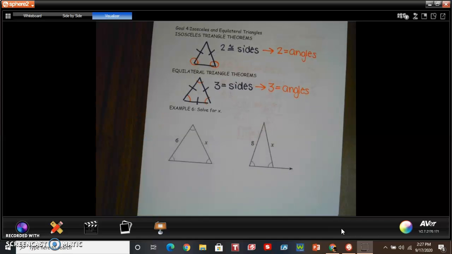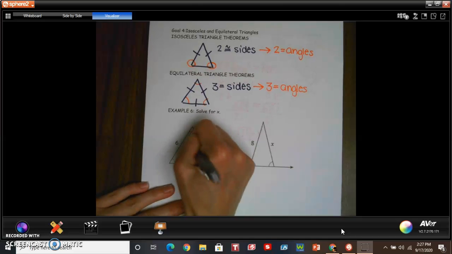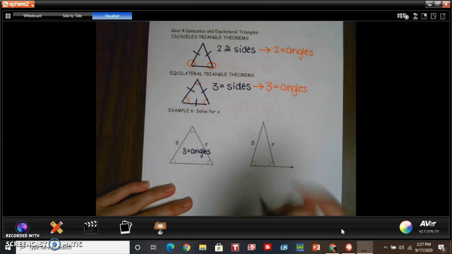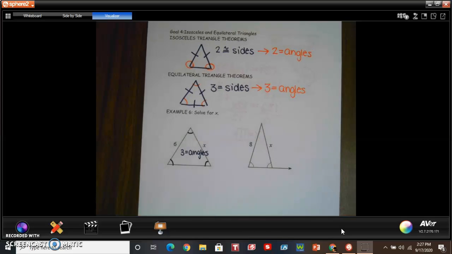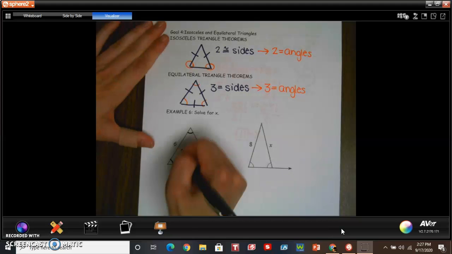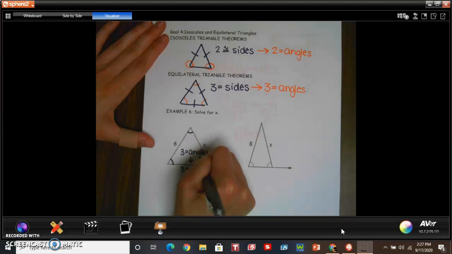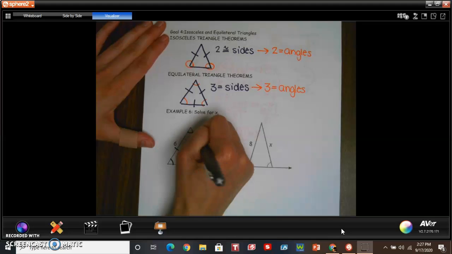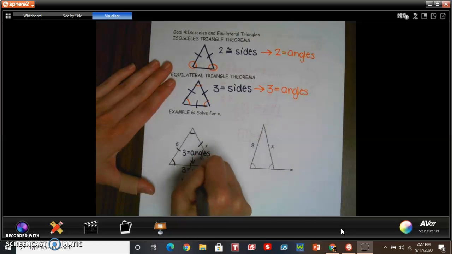Example 6 says solve for x. So whenever I look at this first one here, I notice I have 3 equal angles. If you're like, how do you know that, Miss Nelson? Because you see these arcs right here? How they're all just one? That means they're all the same. Well, if we have 3 equal angles, then we also have 3 equal sides. So that means all of these sides are the same. So how much is x? It's 6. And that's your final answer.